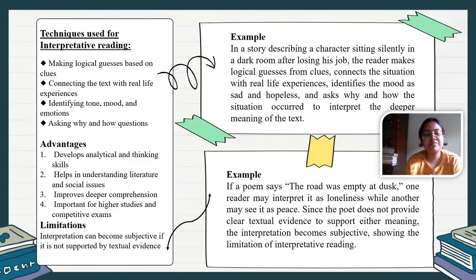Now, what are the limitations of interpretative reading? Interpretation can become subjective if it is not supported by textual evidence. For example, if a poem says the road was empty at dusk, one reader may interpret it as loneliness while another may see it as peace.